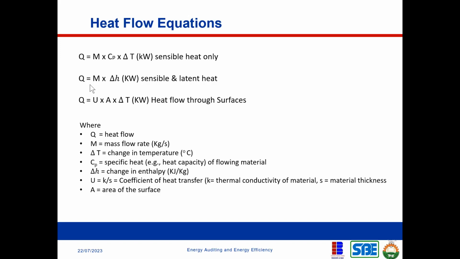When you're dealing with something that has to do with a combination of both sensible heat and latent heat, you use this formula. This is still mass flow rate because you're talking about sensible heat as well. But again, you're not talking about latent heat only. In this case, you're talking about change in enthalpy. So DH is change in enthalpy, okay?